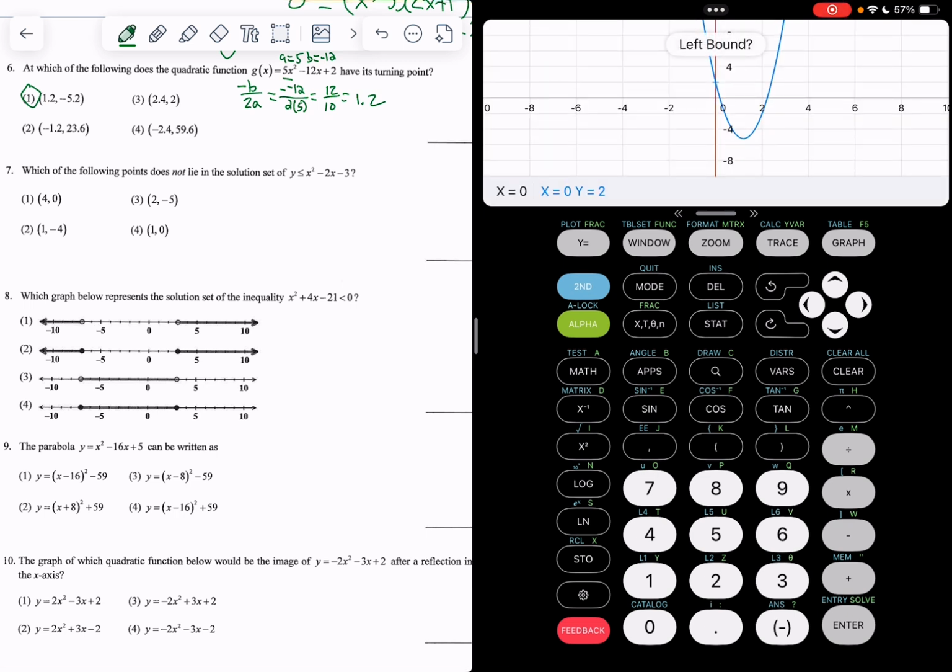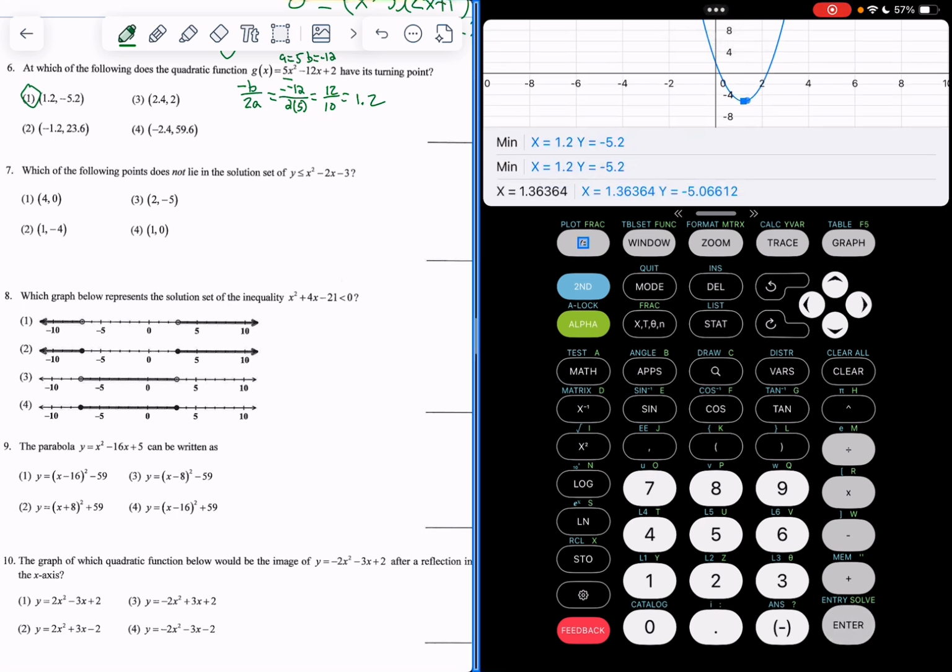We're going to move this over to the left bound, to the left side of the turning point. Then we're going to move it to the right side of the turning point. And we get 1.2, negative 5.2, right? So that's also what this one was. All right.